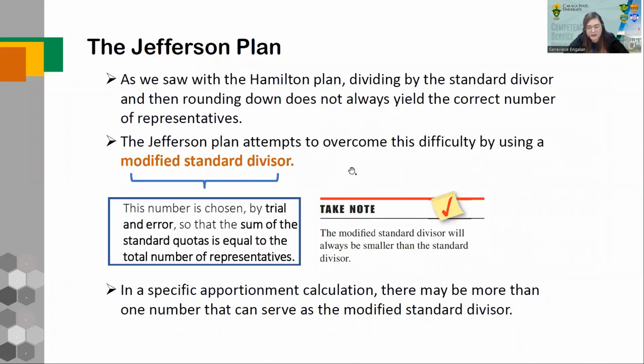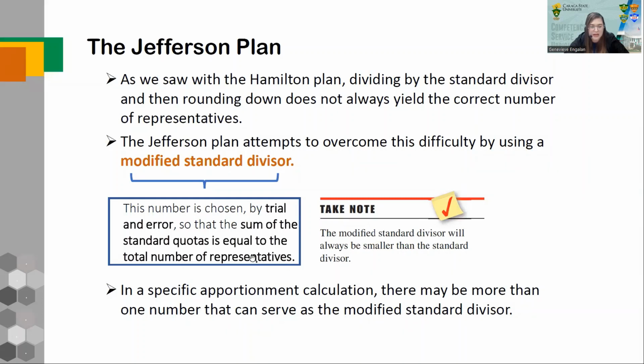So, to avoid the Alabama paradox, we look at the Jefferson plan. As we saw with the Hamilton plan, dividing by the standard divisor and then rounding down does not always yield the correct number of representatives. The Jefferson plan attempts to overcome this difficulty by using a modified standard divisor. This modified standard divisor is found by trial and error. This number is chosen by trial and error so that the sum of the standard quotas is equal to the number of representatives.